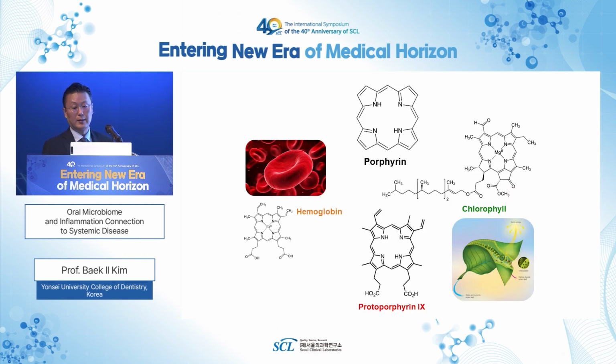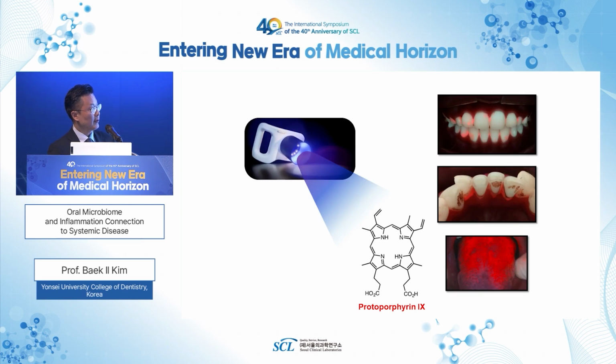Porphyrin is a chemical structure with four pyrroles. Hemoglobin in animal blood and chlorophyll in plants are representative porphyrin structures. Interestingly, bacterial porphyrin, also called protoporphyrin IX, is produced by bacteria, especially anaerobic and gram-negative bacteria. Then, if you irradiate blue light, we can see strong red fluorescence from the oral cavity.